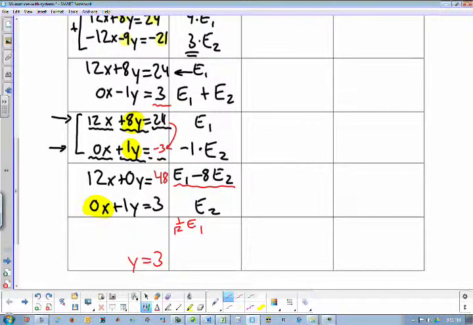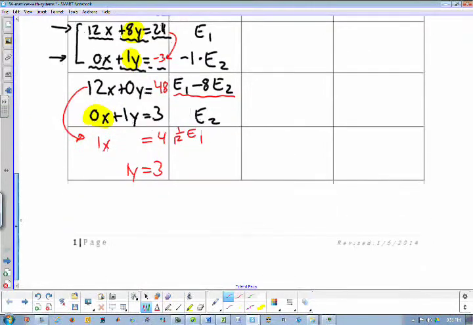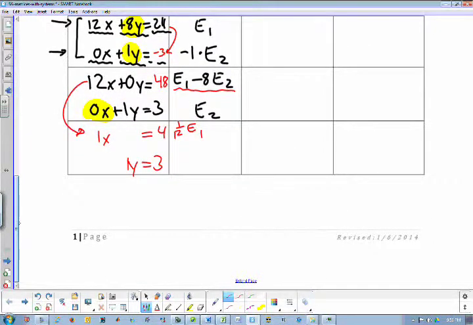So we divide everything by 12 here, and that gives us 12 divided by 12 is 1x. Okay. And 0 divided by 12 is just 0. And 48 divided by 12 gives us 4. Okay. And so we did this process, and it's kind of cumbersome with the x's and the y's, but we found out that x is 4 and y is 3. Okay. Now we're going to clean that up with matrices.